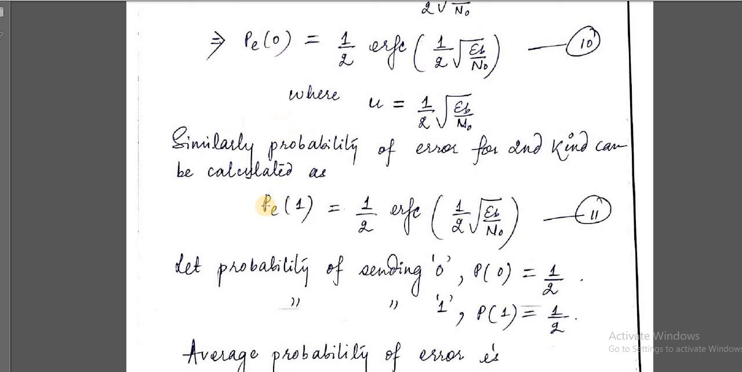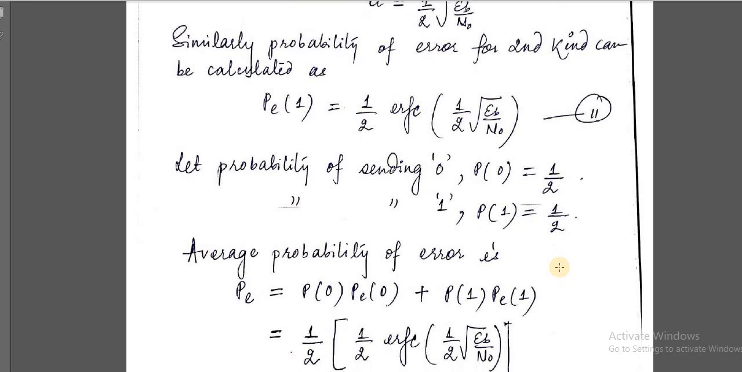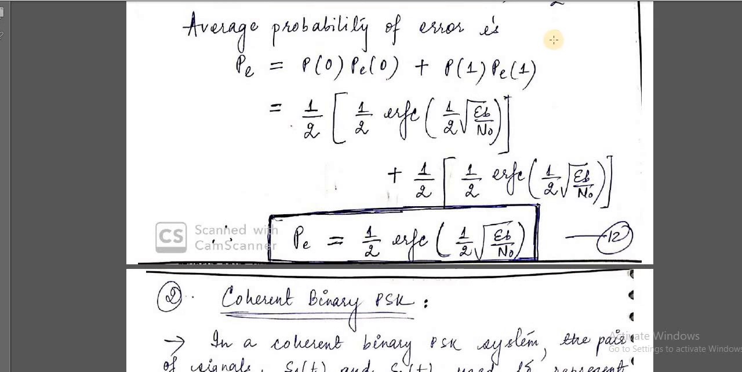Similarly, I can also find the probability of error when symbol 1 was being transmitted, and it is exactly the same expression as expression number 10. So 1 by 2 ERFC of 1 by 2 root of Eb by N naught. Now the probabilities of sending 0 or 1 are equal: probability of sending 0 is 1 by 2 and probability of sending 1 is also 1 by 2. So the average probability of error expression is Pe, which is equal to probability of sending 0 multiplied by probability of making an error when 0 was transmitted, plus probability of sending 1 multiplied by probability of making an error when 1 was transmitted.